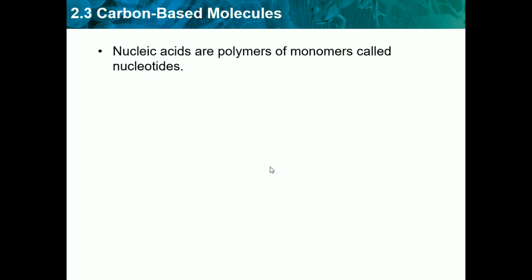Nucleic acids are polymers of monomers called nucleotides, so they make it sound so confusing. I don't know why they do this. So we have to break it down. Nucleic acids are the last carbon-based molecule we will learn about in this lesson, and the last one you would really need to know in biology. And it's another type of acid, so it makes it more confusing.